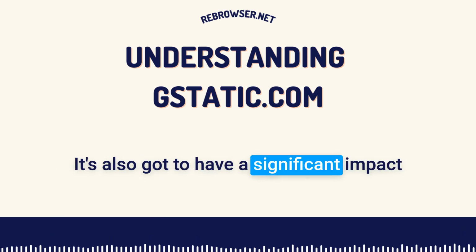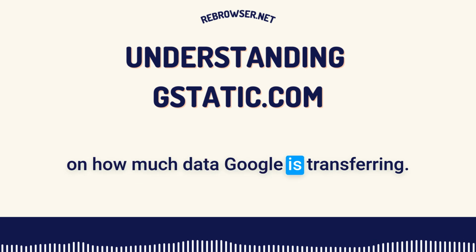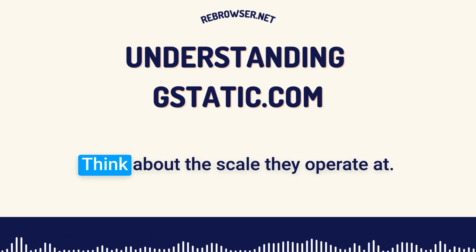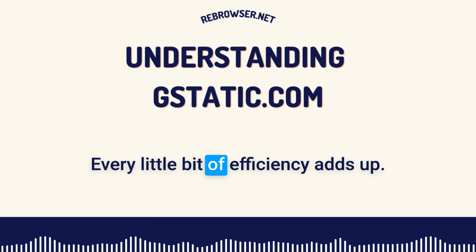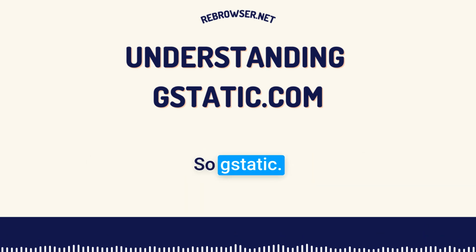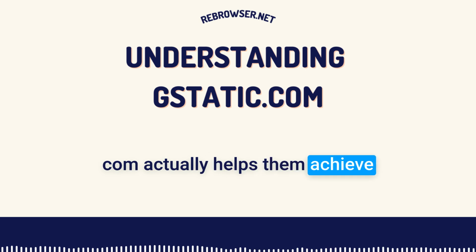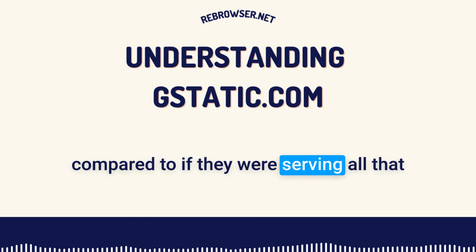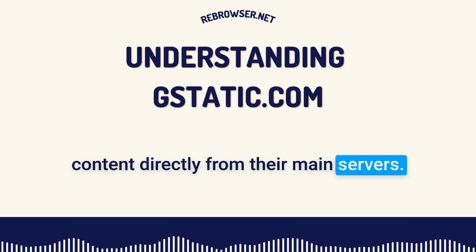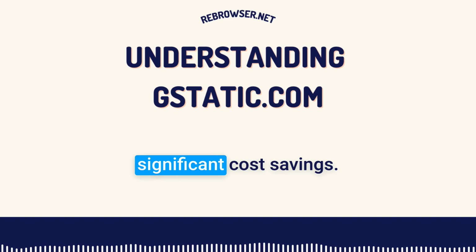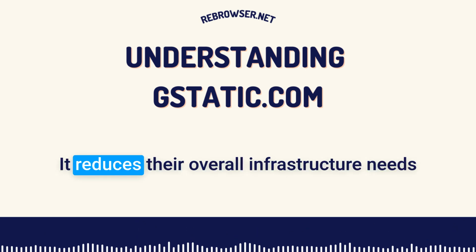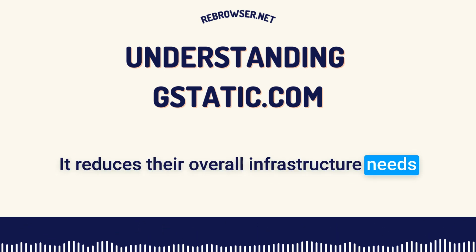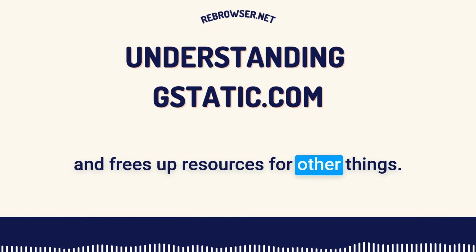It's also got to have a significant impact on how much data Google is transferring. Oh, yeah, absolutely. Think about the scale they operate at. Every little bit of efficiency adds up. So gstatic.com actually helps them achieve bandwidth savings of 40 to 60% compared to if they were serving all that content directly from their main servers. That's going to translate to significant cost savings. It does. It reduces their overall infrastructure needs and frees up resources for other things.